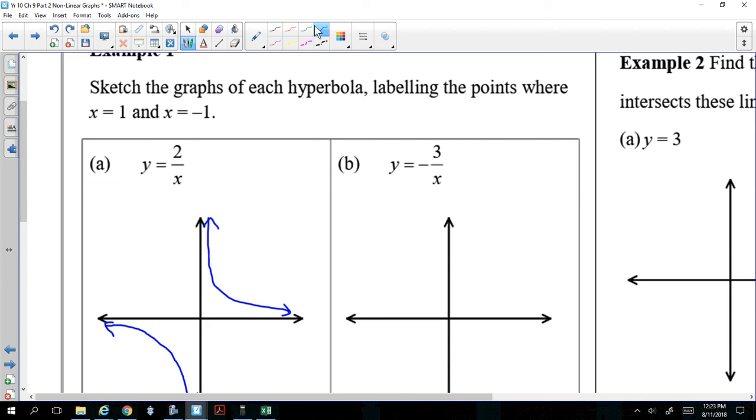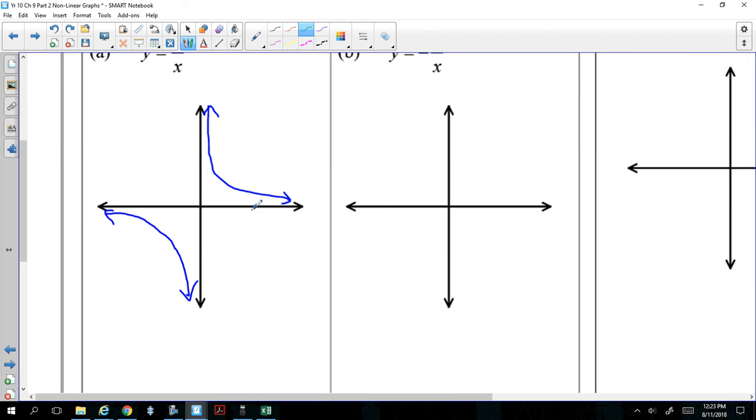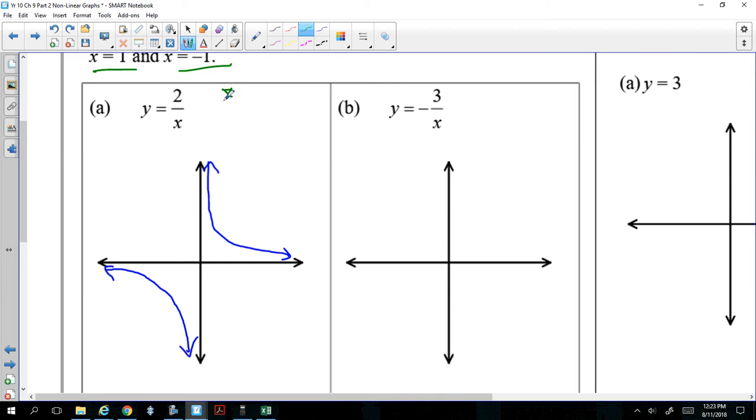So what that means is you substitute x equal to 1, y equal to 2 over 1, which is 2. So (1, 2). So it passes through this point. And also it passes through when x is negative 1, y is 2 over negative 1, which is negative 2. So it goes through (-1, -2).